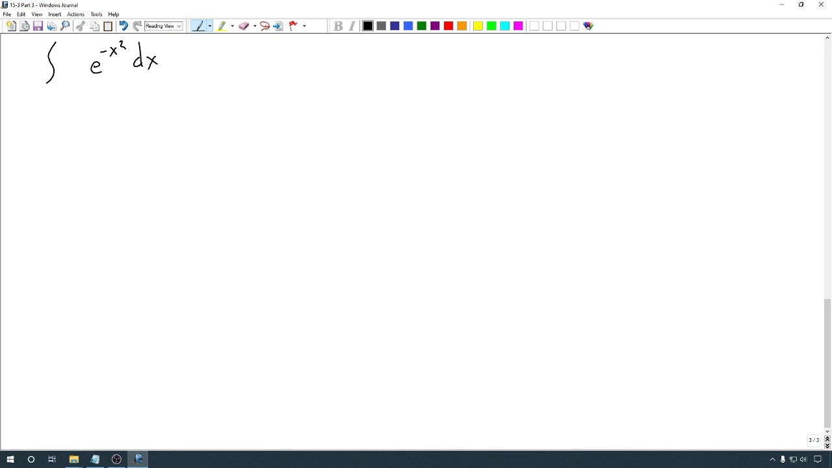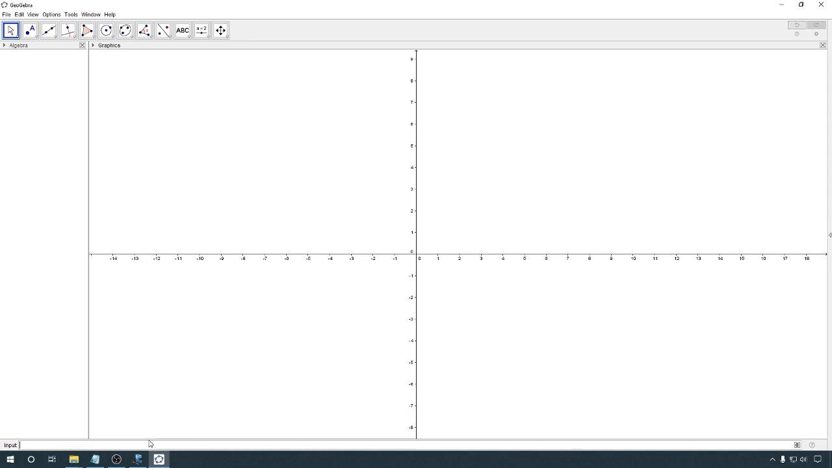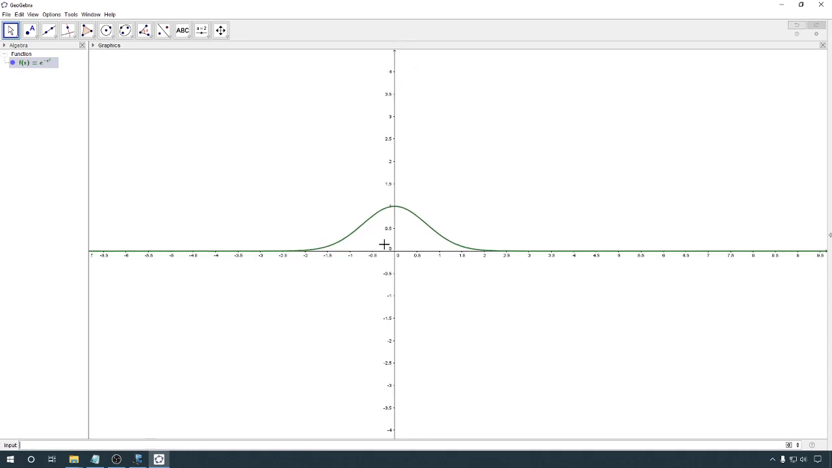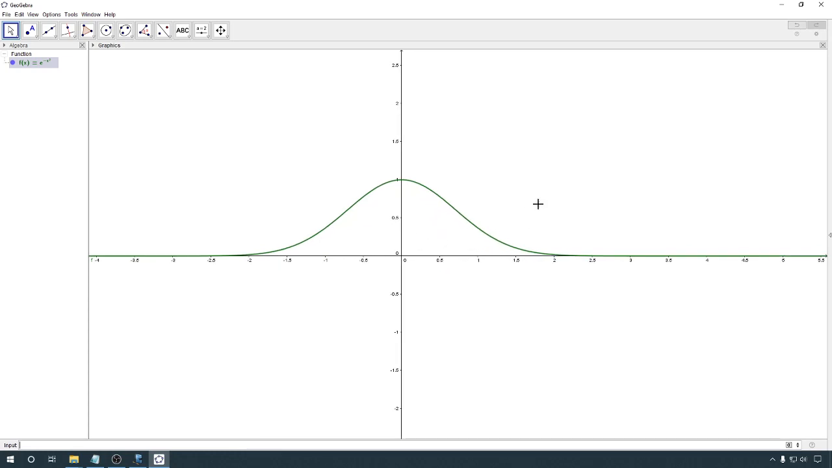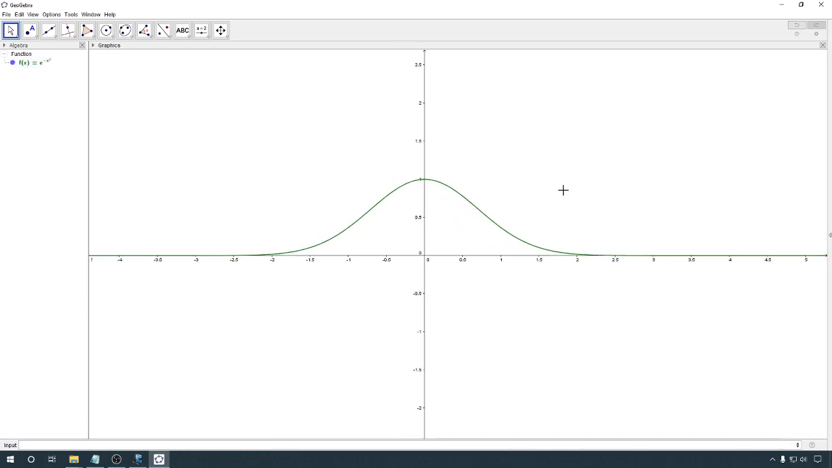But if we graph this integrand, let's go ahead and actually open up GeoGebra again. We're graphing the function f of x is e to the minus x squared. We have this curve here. And you may actually recognize this curve, or at least have an idea of what this curve is used for. This is what we frequently refer to as the bell curve, and it's a very frequently used thing in statistics.